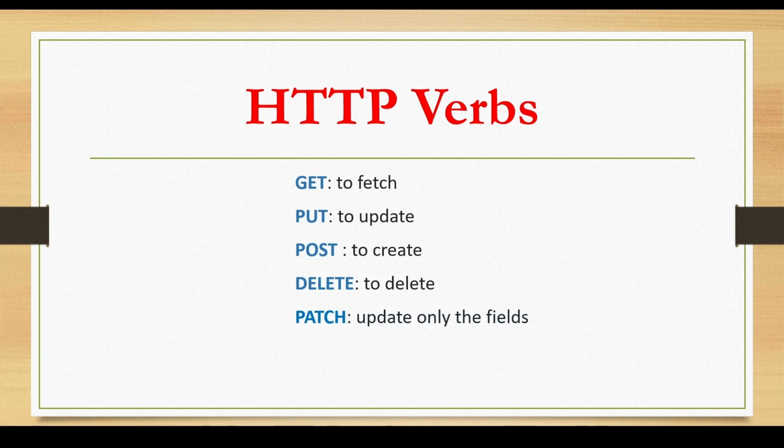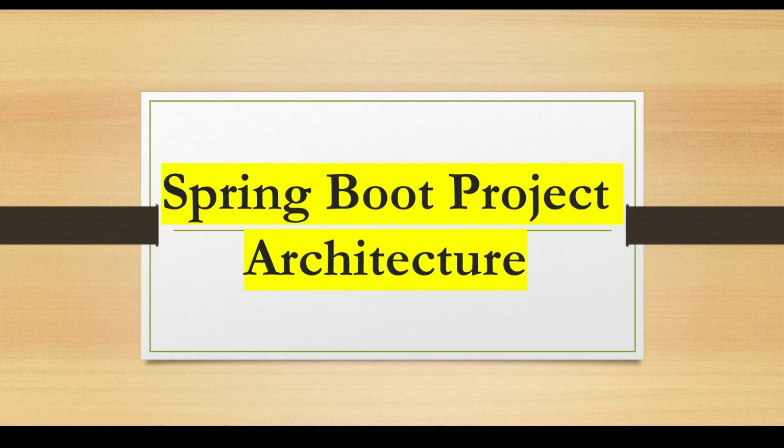Get is used to fetch some data from the server. Put is used to update an already existing resource. Patch is used to update specific fields of an already existing resource. Post is used to create, and delete is used to delete. Let's have a look at the Spring Boot project architecture which we are going to create.